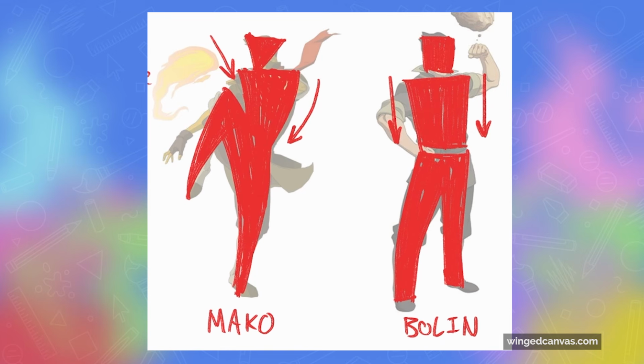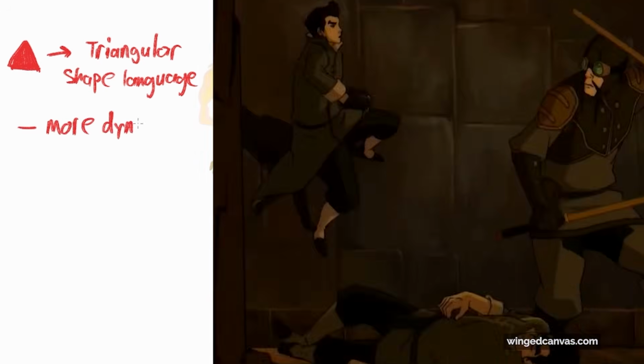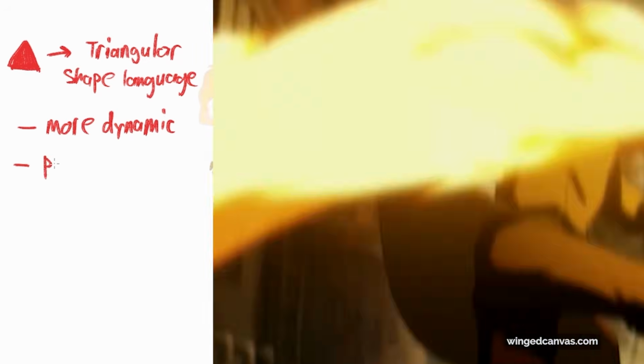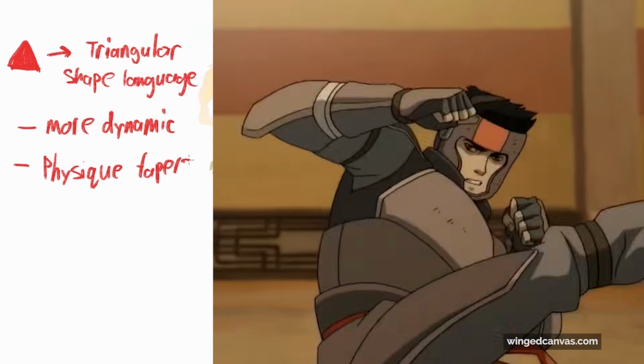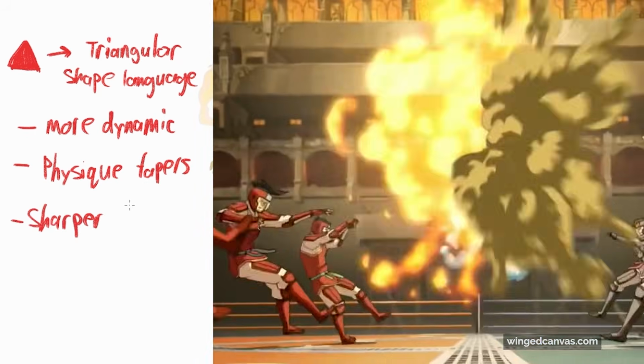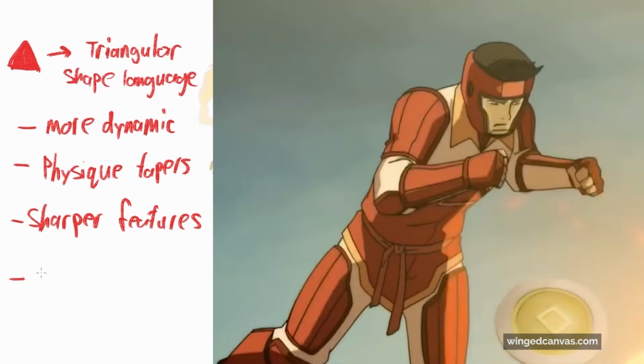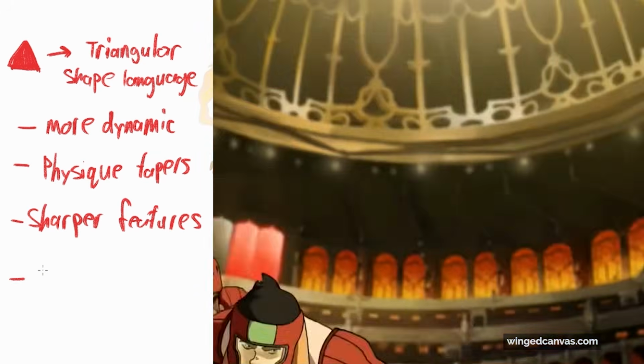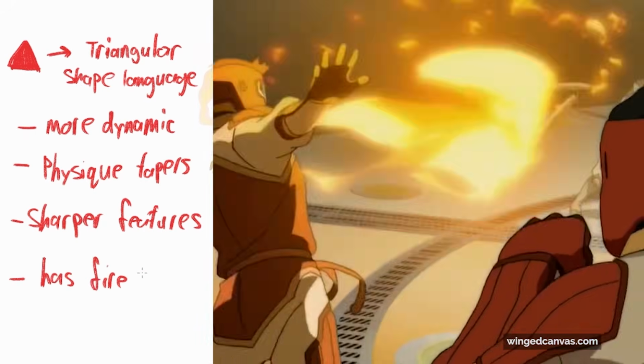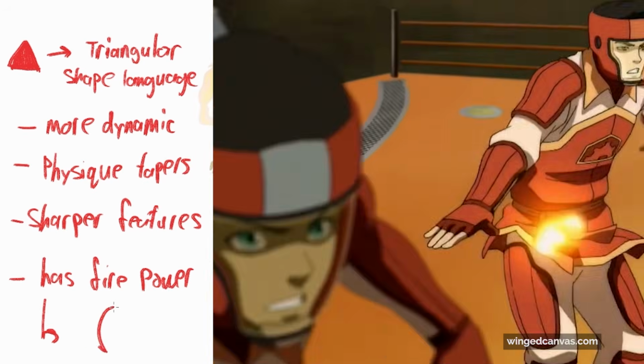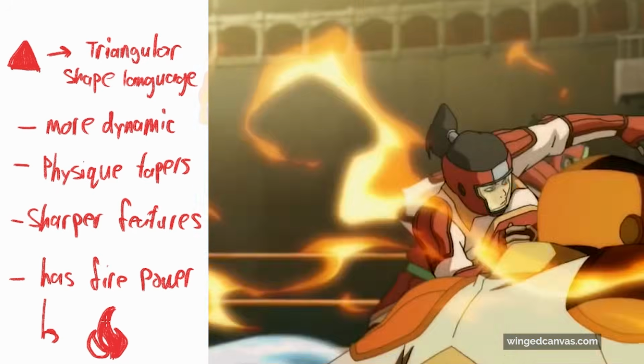But using shape language also helps communicate who they are as characters. So Mako is a lot more dynamic, he's more action oriented, jumps around a lot, and that's because his bending abilities, or his superpowers I guess, if you've never watched the show, is that he can control and manipulate fire, which is again a lot more dynamic, a lot faster, and in essence the fire shape itself is also pointier.